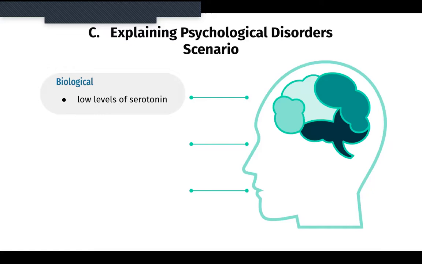So what we're looking at here is, if I were to explain somebody who has depression and I'm looking at it from a biological lens, that means that somebody has low levels of serotonin. That gives me a way to fix it. If I can increase the serotonin, then I can help the depression. So SSRIs, selective serotonin reuptake inhibitors, could help with that.